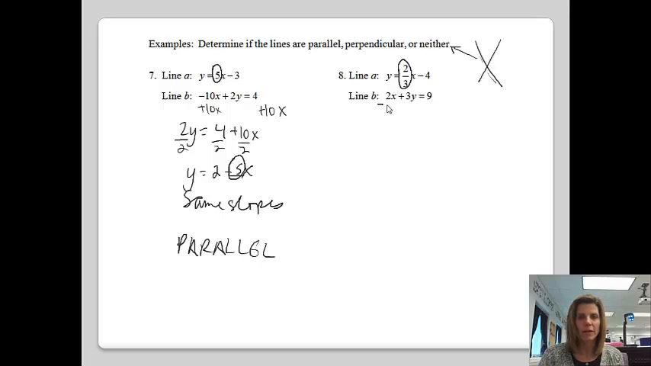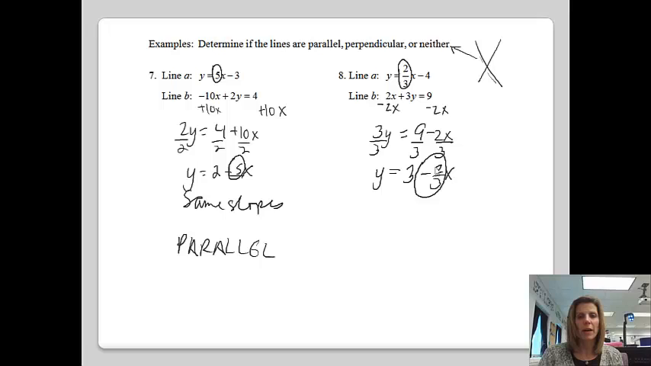So again, what I'm going to do is subtract 2x on both sides. I'll get 3y equals 9 minus 2x. And then remember we have to divide all three parts by the 3. So I'll get y equals 9 divided by 3 is 3. And then minus 2 divided by 3 doesn't work out nicely, so we'll just leave it as minus 2/3 x. This slope is negative 2/3.